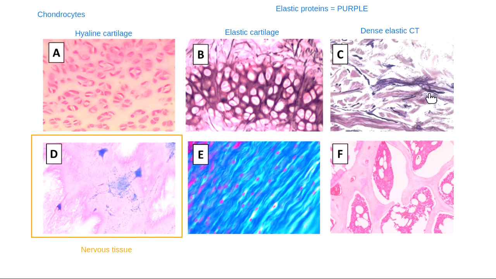So again, in case we didn't already know this or didn't already write this down, anytime you see purple, automatically you should be thinking elastic. Whether it's elastic cartilage because I have these big chondrocyte cells, or whether it's just dense elastic connective tissue because I only see proteins, purple proteins and some pink. That, by the way, is collagen. So I've got collagen and elastic proteins. When I see those guys mixed together, that's dense elastic connective tissue. We already talked about this one right here.